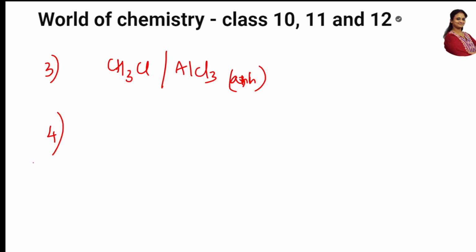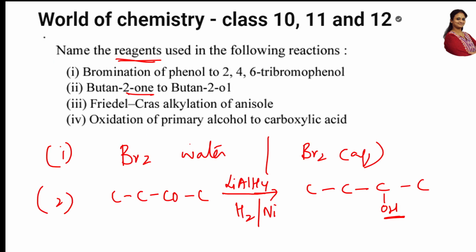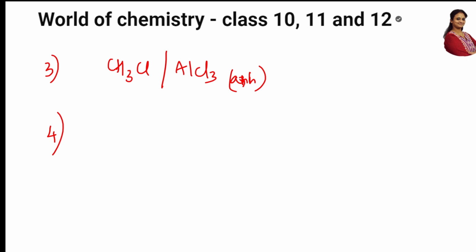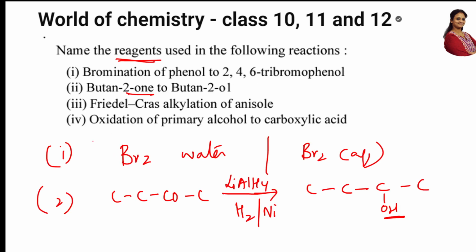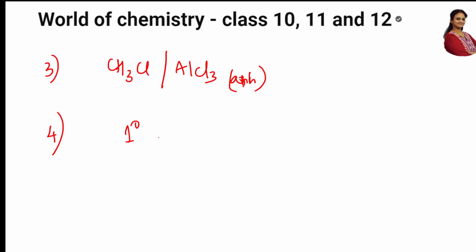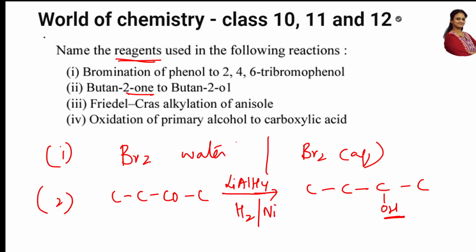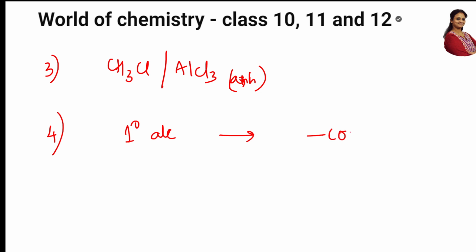What is the fourth question they asked me? They said oxidation of primary alcohol to carboxylic acid. Okay, primary alcohol. Did they give me anything? They didn't give me anything, only alcohol to acid. So 1 degree alcohol to carboxylic acid. What is the difference between a 1 degree alcohol and a carboxylic acid? Just check. Alcohol, this is an OH group. This is acid, a COOH group. What is added extra? Nothing but oxygen is added. Correct? Yes, so oxygen is added.